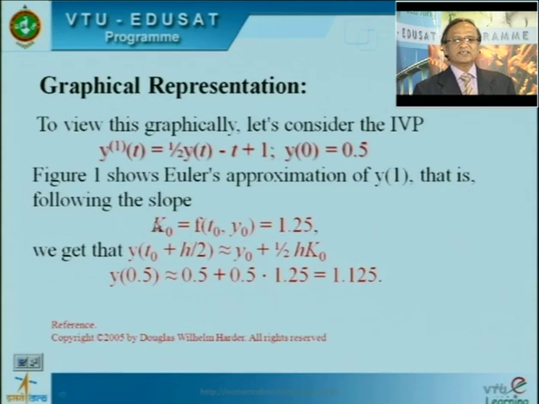The following is the slope. It means k naught is the slope. They have given a function, t naught is known, y naught is known. You can substitute and simplify. So, you will get 1.25. So, we get that y of t naught plus h by 2 is approximately y naught plus 1 by 2 times h times k naught. H is known, k naught is known. You can substitute. So, after substitution, we obtain 1.125, that is 0.5 plus 0.5 into 1.25.